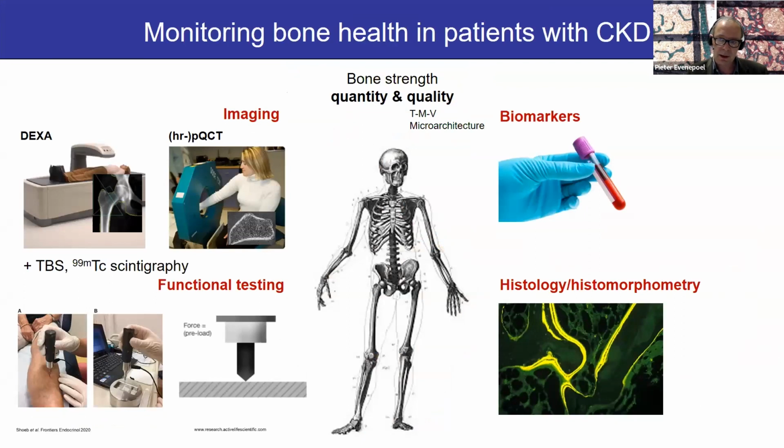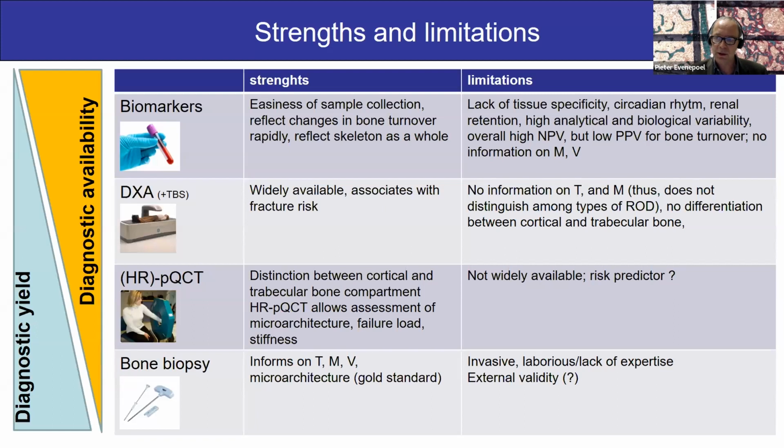And then, of course, the monitoring and assessing of bone health is a very important task that we have as nephrologists taking care of patients with CKD. In assessing bone strength, which means bone quantity and quality, we have several tools at hand. These include imaging tools like DEXA scans, but biomarkers can also be used. Also, nowadays, there's a new technique called microindentation, which is some kind of functional testing to evaluate bone strength. And finally, there is histology and histomorphometry to assess bone health in our patients. So knowing which of these tools to use in your patient, you should know both the strengths and the limitations of all these techniques.